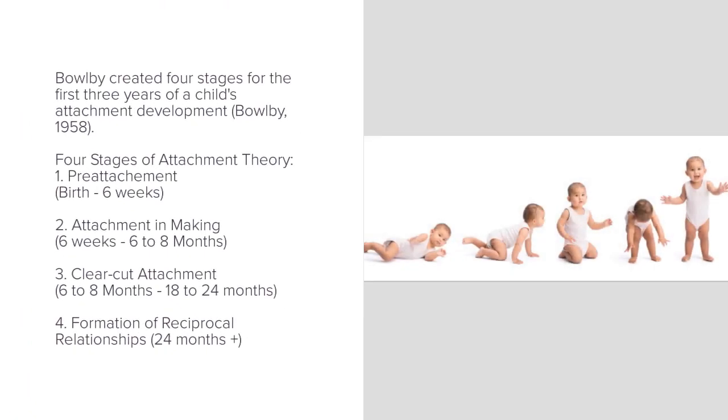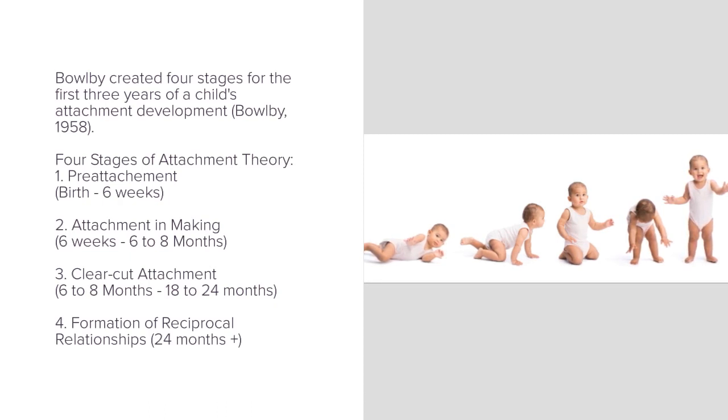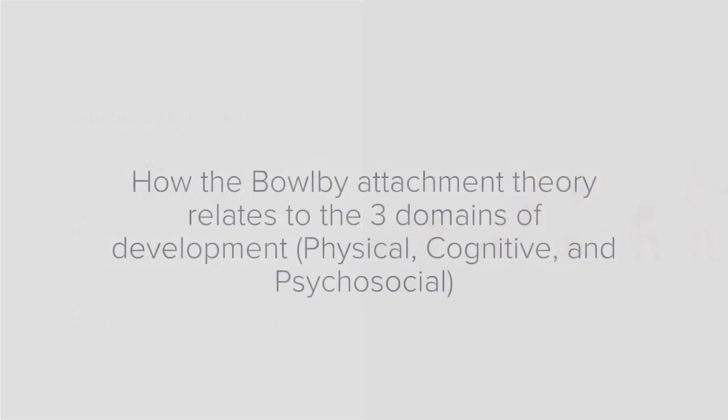Bowlby created 4 stages for the first 3 years of a child's attachment development. Number 1, pre-attachment. Number 2, attachment in the making. Number 3, clear-cut attachment. Number 4, formation of reciprocal relationships.